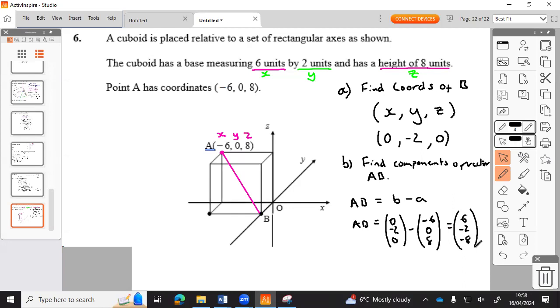That describes how I get from A to B. I've moved along 6 on the x-axis, I've moved towards me 2 on the y-axis, and I've moved down 8 on the z-axis. So you always take the start away from the end. So just run like that, your finish minus your start, essentially.